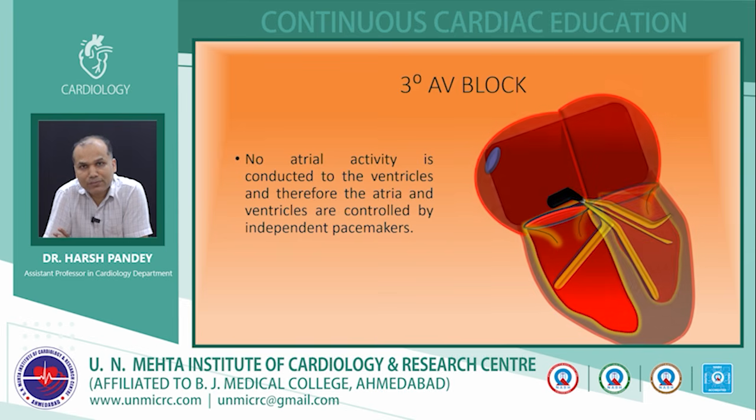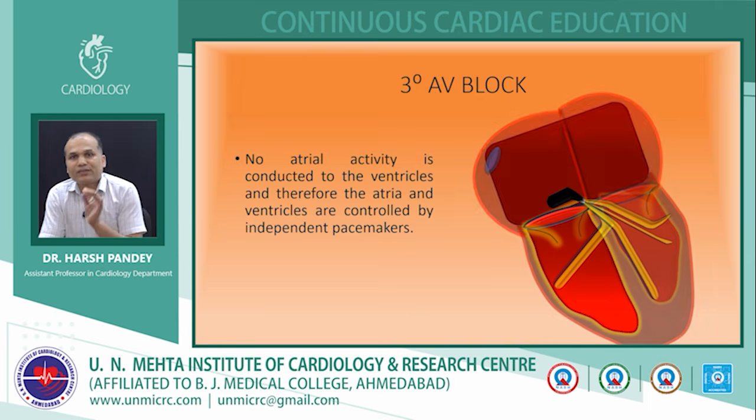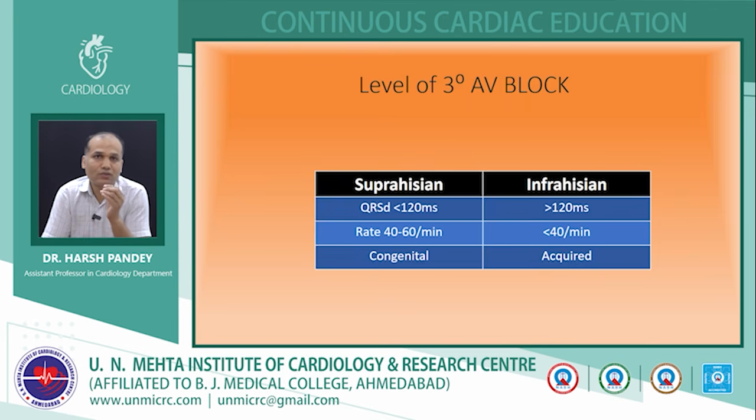The AV node is completely blocked. There will be independent pacemakers inside the atrium and the ventricle. So third degree block can be blocked at the level of supra-AV nodal or infra-AV nodal. If the QRS duration is less than 120 milliseconds, it is likely supra-AV nodal. The rate of discharge will be between 40 to 60 beats per minute. Usually the cause is congenital in these cases. With infra-AV nodal block, they usually acquire this kind of block. The rate will be less than 40. The QRS duration will be more than 120 milliseconds.